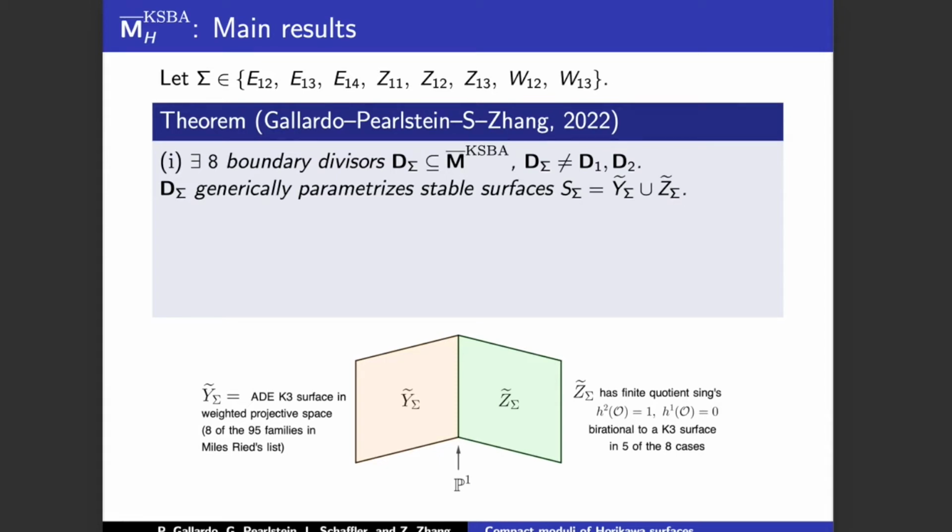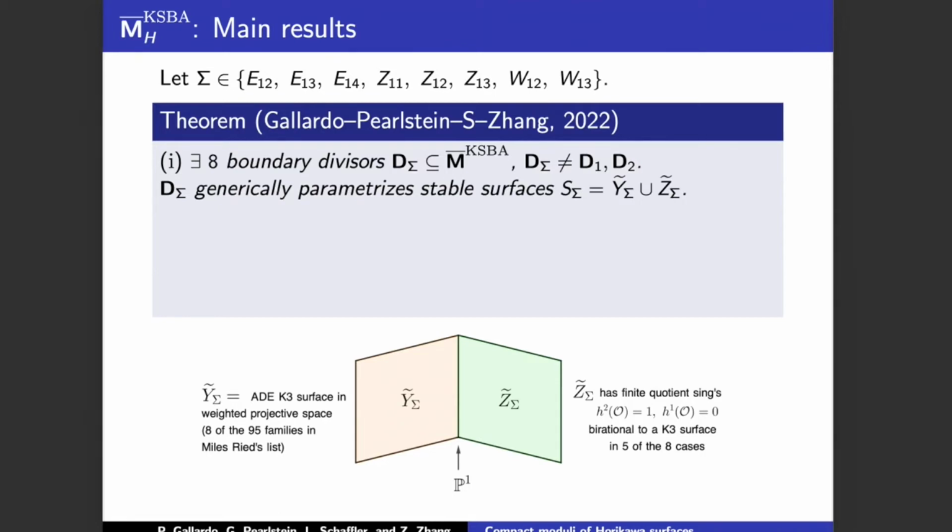And by the way, it's not that they recover the full families. So in each type, they recover the full dimensional family of those K3 surfaces. The story for Z sigma tilde is slightly more involved. So we can say that it has finite quotient singularities. The H2 of the structure sheaf is 1. H1 of the structure sheaf is 0.